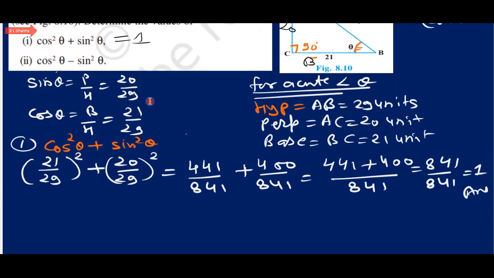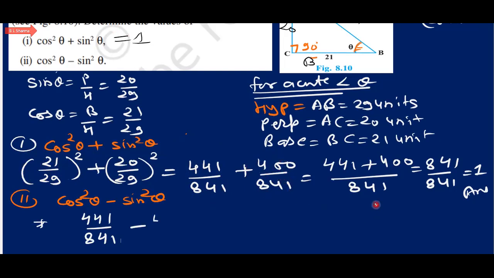And for the second part, that is cos square theta minus sin square theta. Cos square theta is 21 upon 29 whole square, that is 441 upon 841. So we can write 441 upon 841. And sin square theta is 400 upon 841. So we can write 400 upon 841.